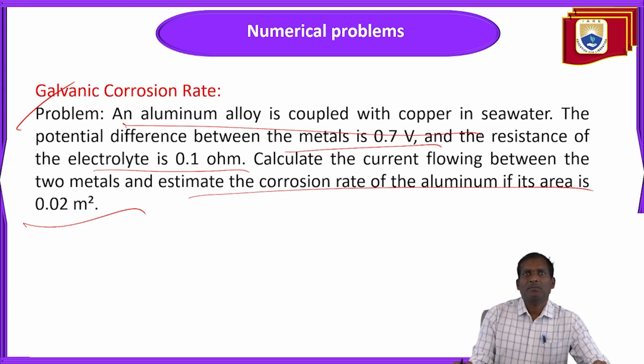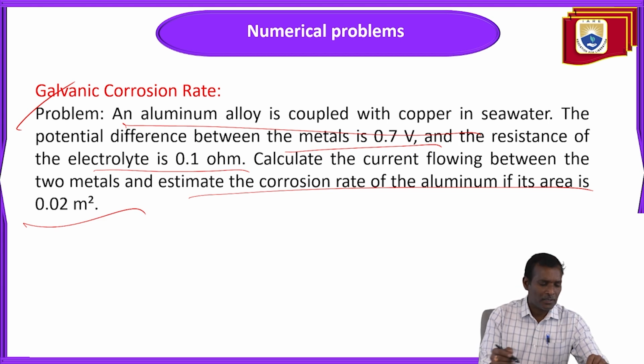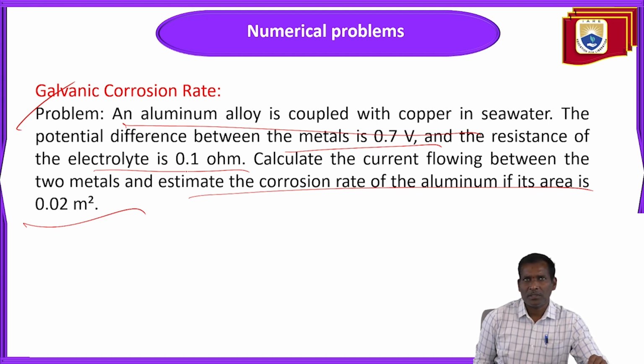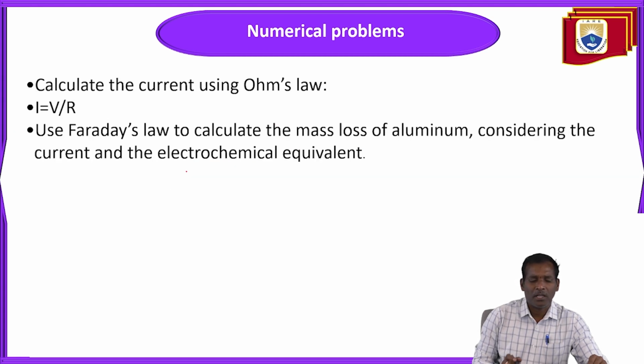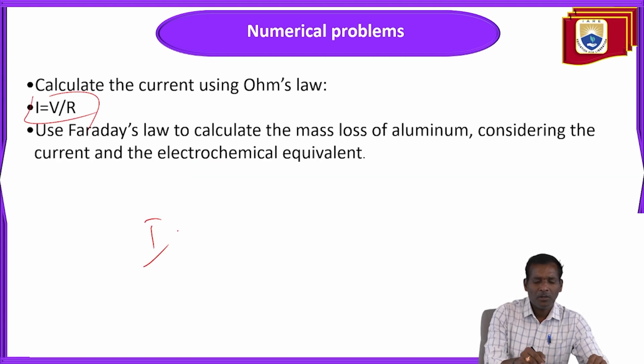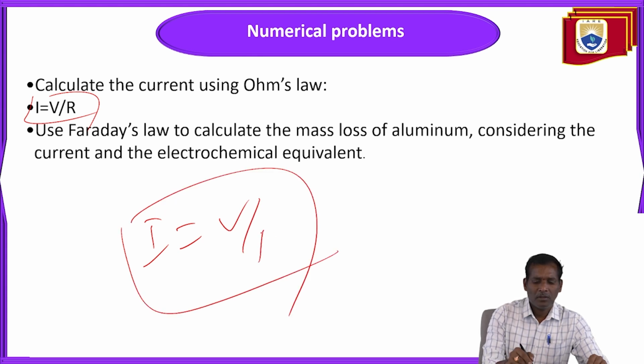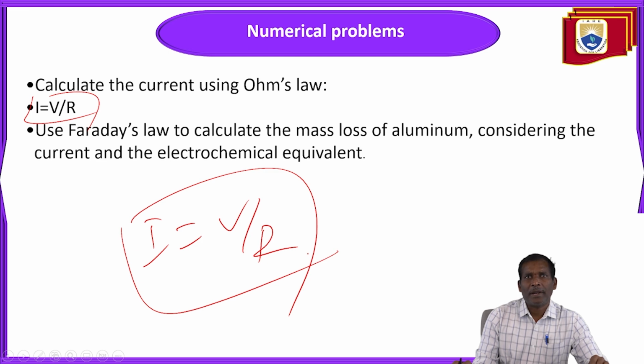So here given the potential difference is 0.7 and the resistance of the electrolyte 0.1. She has asked current, how much current between the two metals. So calculate the current using Ohm's law, that is I is equal to V by R. So already you know. So use Faraday's law to calculate the mass loss of aluminum, considering the current and the electrochemical equivalent.